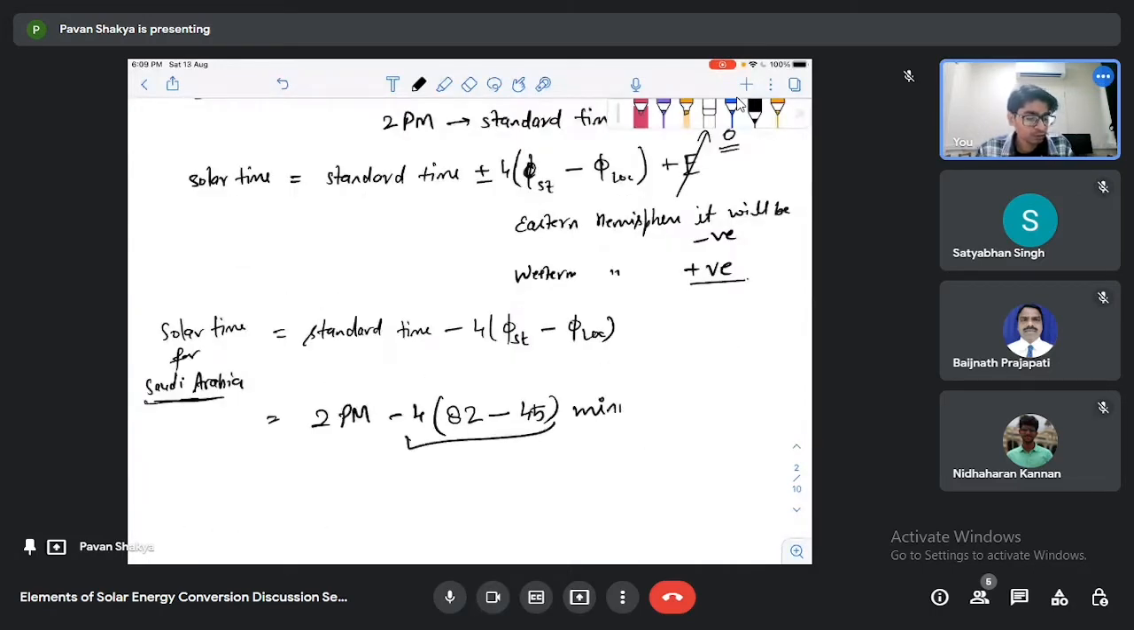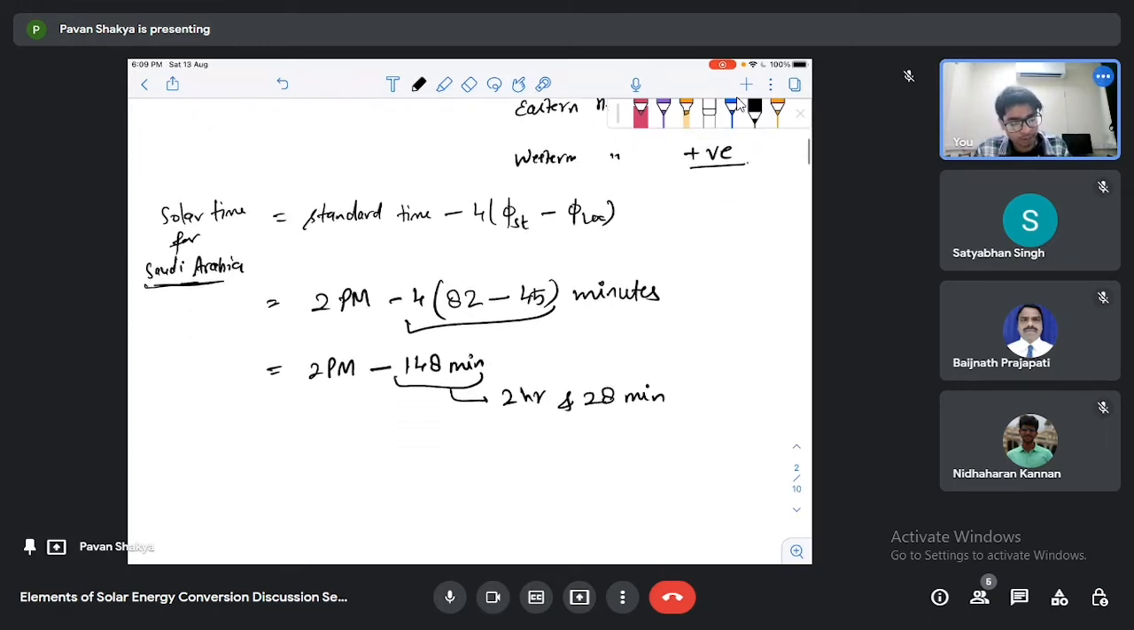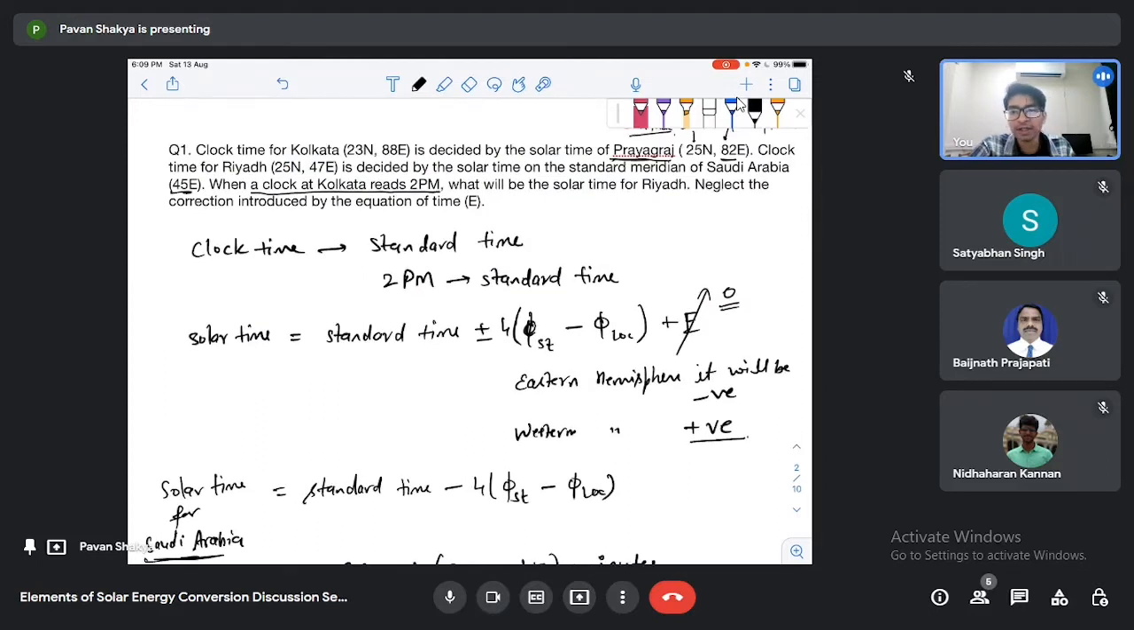So 82 minus 45, in minutes, gives 2 p.m. minus 148 minutes. This 148 minutes we can write as 2 hours and 28 minutes. When we subtract it from 2 p.m., we find the solar time for Saudi Arabia is 11:32 a.m.